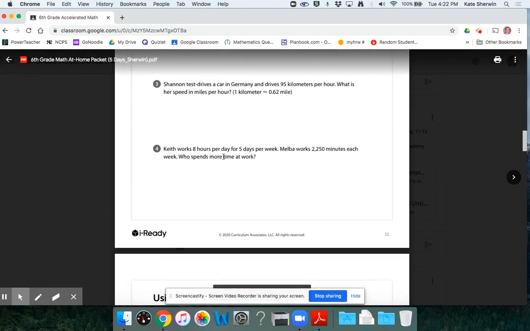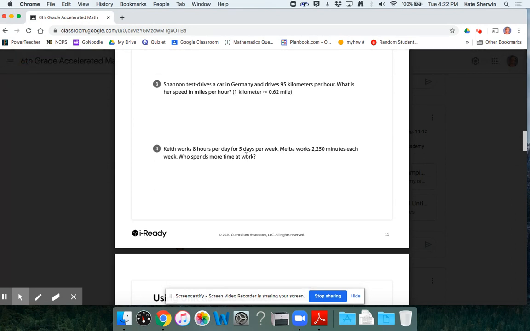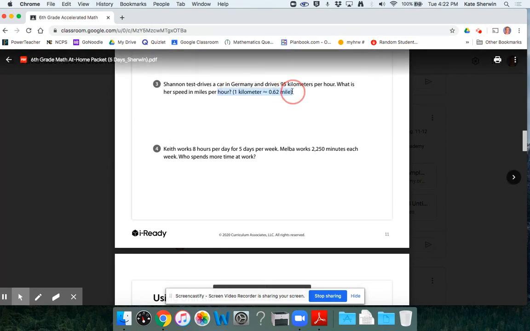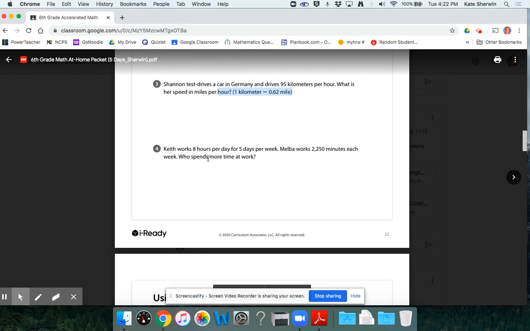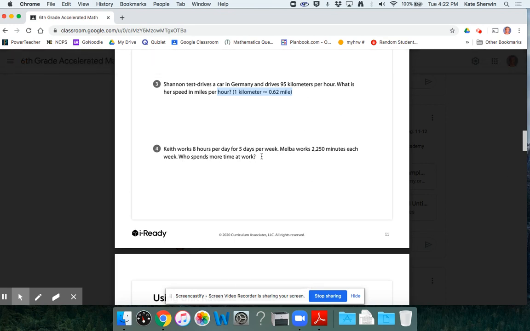Number 4 on page 11. The reason why I say it looks different is because every problem has given you a conversion, and this one didn't, so I want to check it out. It says Keith works 8 hours per day for 5 days per week. Melba works 2,250 minutes each week. Who spends more time at work?